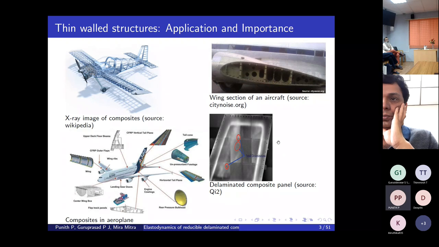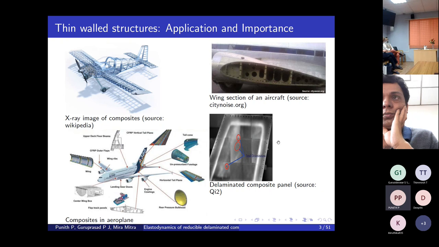If we look at any aircraft structures, we see that thin-walled beams are extensively used in the wings, in the fuselage section, and in building the complete aircraft. Any three-dimensional object needs to be analyzed statically as well as dynamically to understand the behavior of these materials when they are put into function in aircraft, moving parts in automobiles, or other applications. So that's the importance of analyzing thin-walled beams.